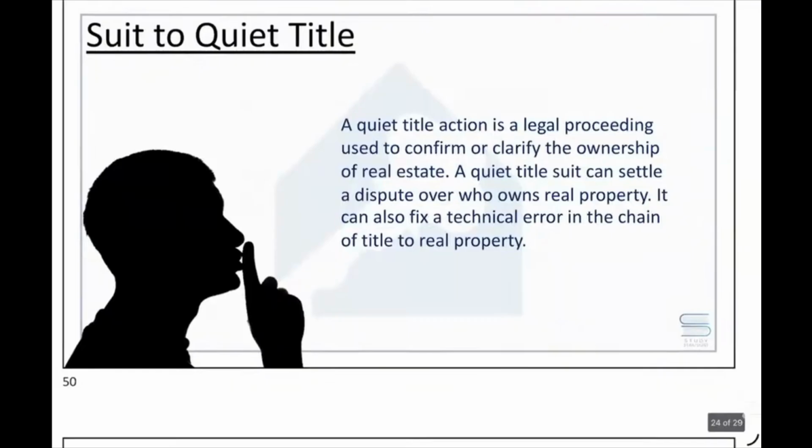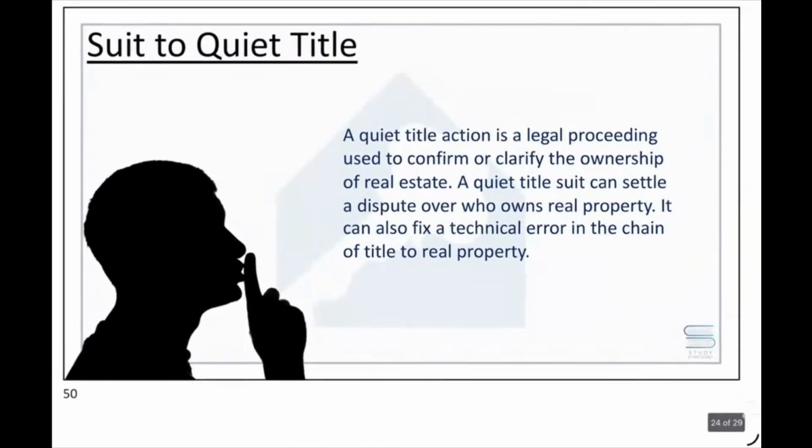A suit to quiet title is when the title is dirty. Maybe somebody's going, oh, you know that Brandy and Monica song, The Boy Is Mine? They go sue somebody in court. They sue each other in court, and then the judge says, "Okay, Brandy, he's yours," or "Okay, Monica, he's yours."